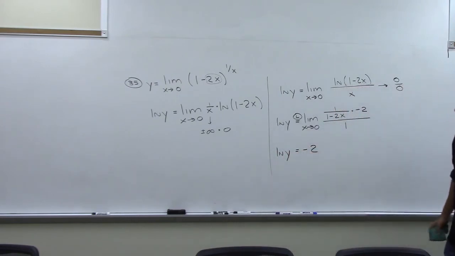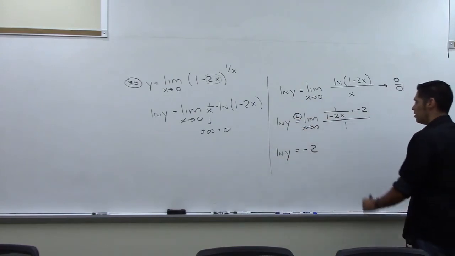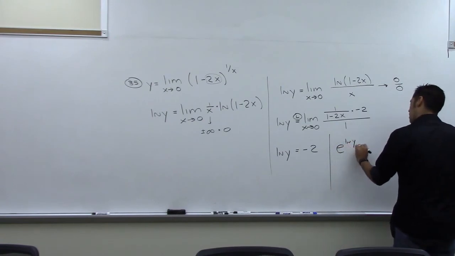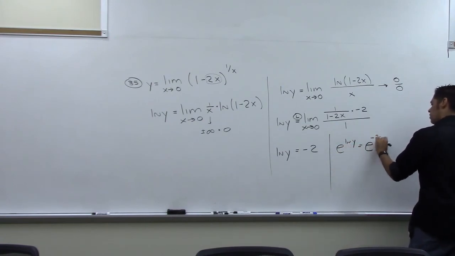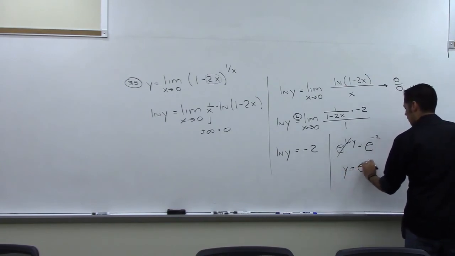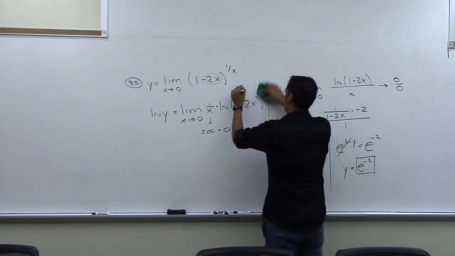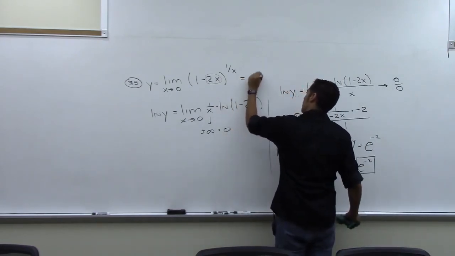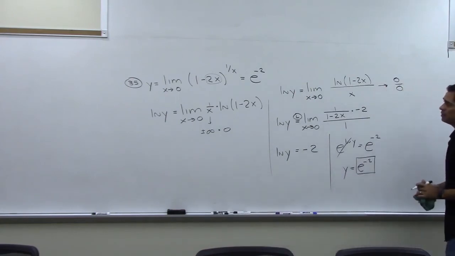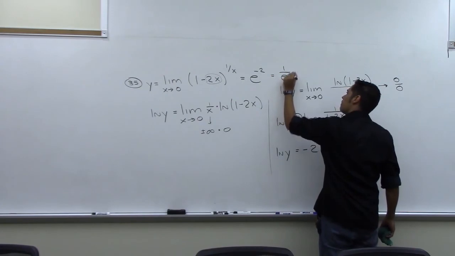And now, same thing as before, we want to know what y is, right? We know natural log of y is this. So we do e to the natural log of y must equal e to the negative 2. These cancel and you get y equals e to the negative 2. And that's your answer. So this limit is approaching e to the negative 2 as x goes to 0. You could also write that as 1 over e squared.